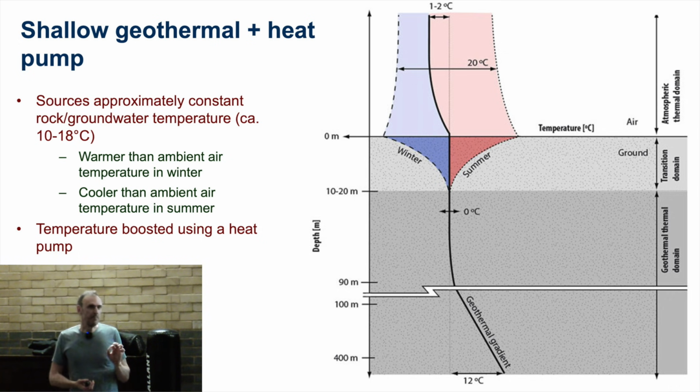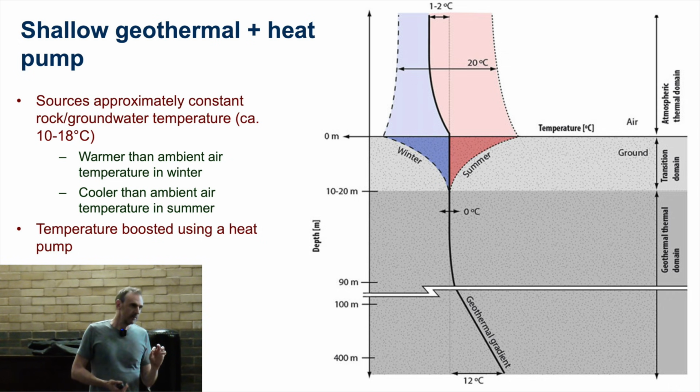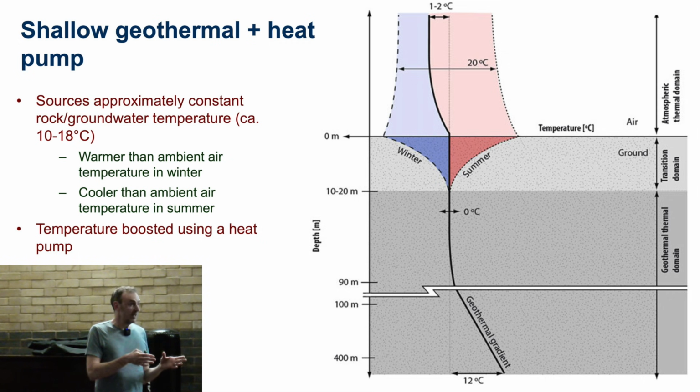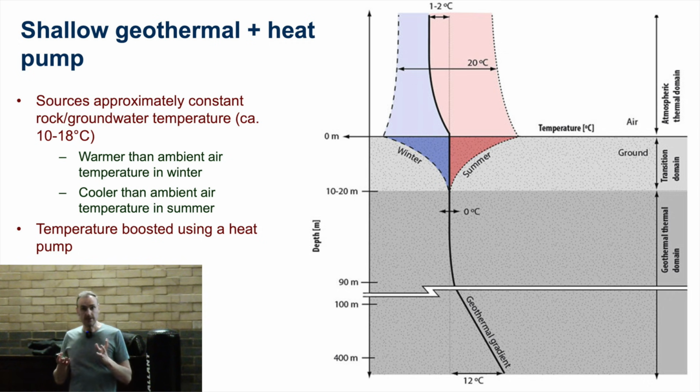Now, that doesn't sound like much, but it's warmer than cold outside air in winter. So if you can bring that water to surface, it has energy that you can use usefully for heating if you boost it with a heat pump. It's also cooler than the outside air in the summer, so if you bring it to surface, you can use it for cooling. And that's really the basic principle of shallow geothermal. But we would boost those temperature changes using a heat pump.